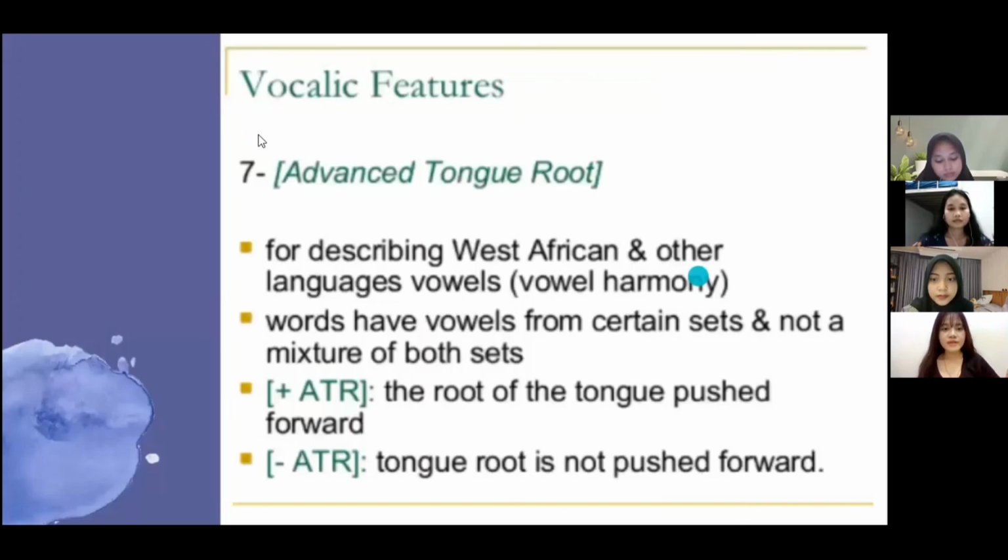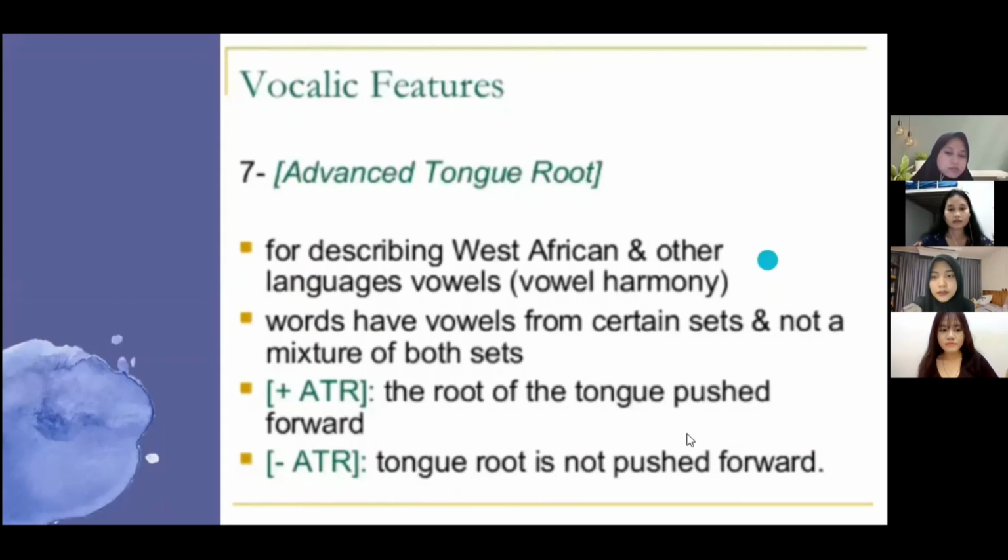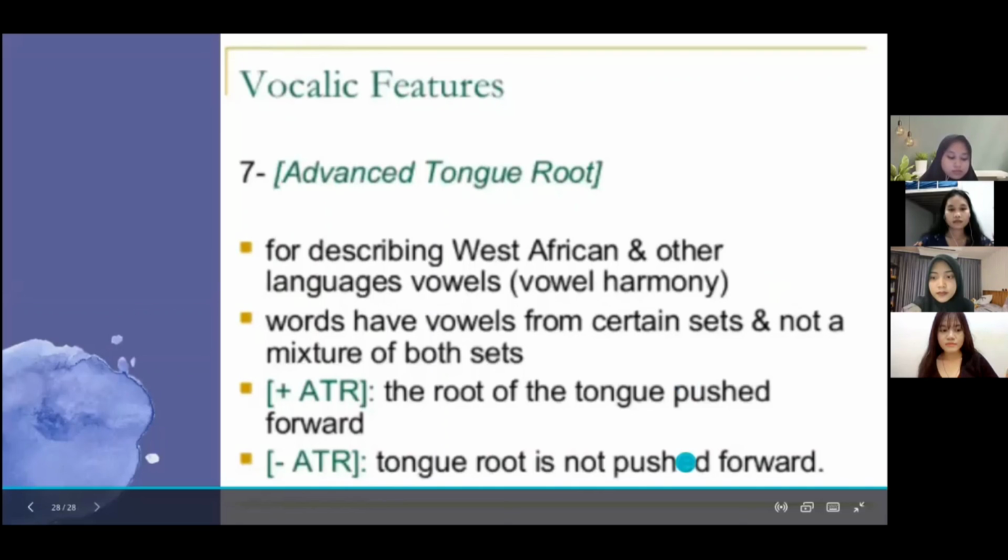And the last one, we have advanced tongue root, for describing West African and other languages' vowels, vowel harmony. Words have vowels from certain sets and not a mixture of both sets. Plus ATR, the root of the tongue is pushed forward, and minus ATR, the tongue root is not pushed forward. That's the explanation from our group. Thank you.